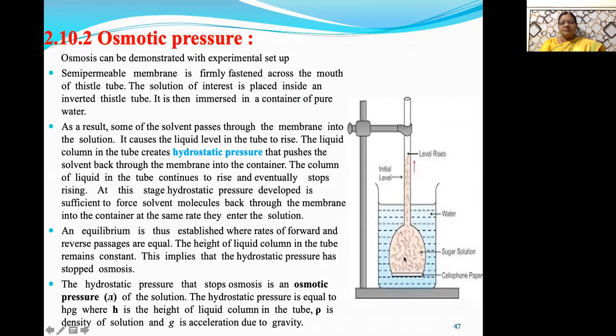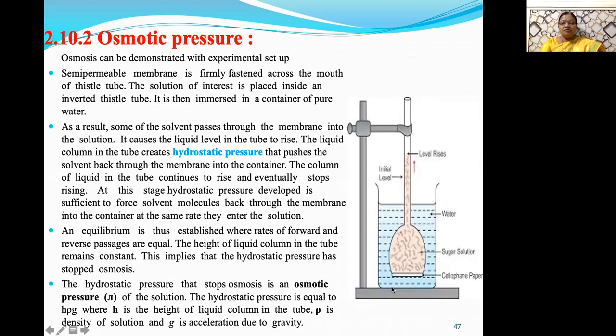Here, this one is the thistle tube. The mouth of the thistle tube is firmly fastened, or fixed, by the semi-permeable membrane, that is cellophane paper. In this thistle tube, a sugar solution is filled. Then this thistle tube is kept in an inverted position in another container that contains the pure solvent, that is water.